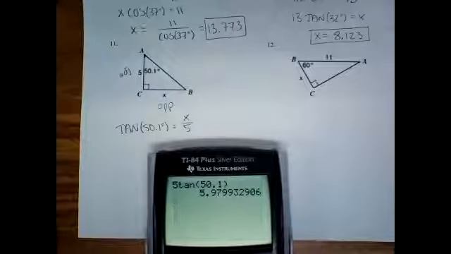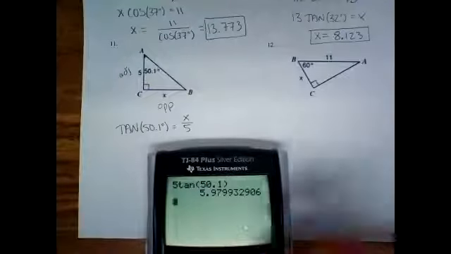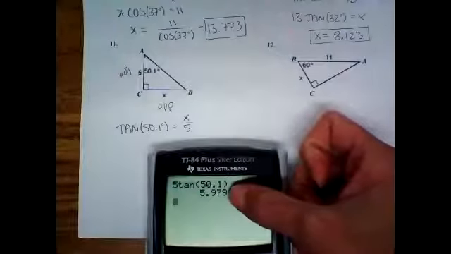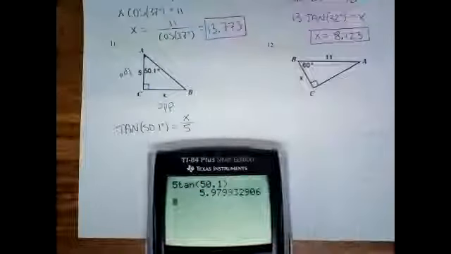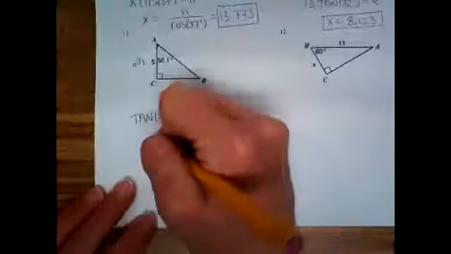I got 5.979. This is a situation where truncating is really great, isn't it? Because then you don't have to worry about what happens to the 9 and then the other 9 and how it cascades. So yeah, 5.979.